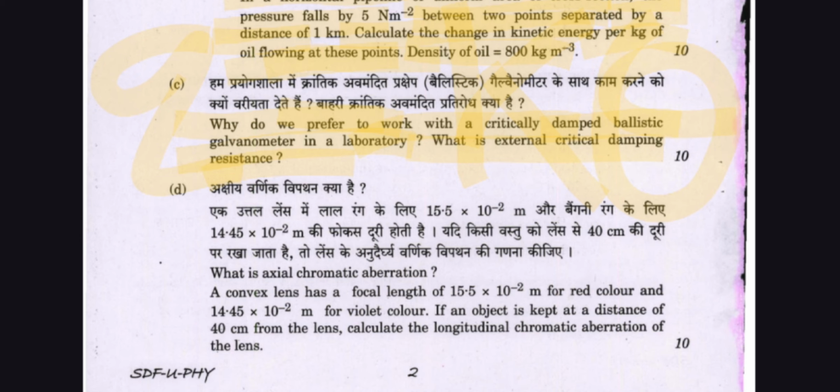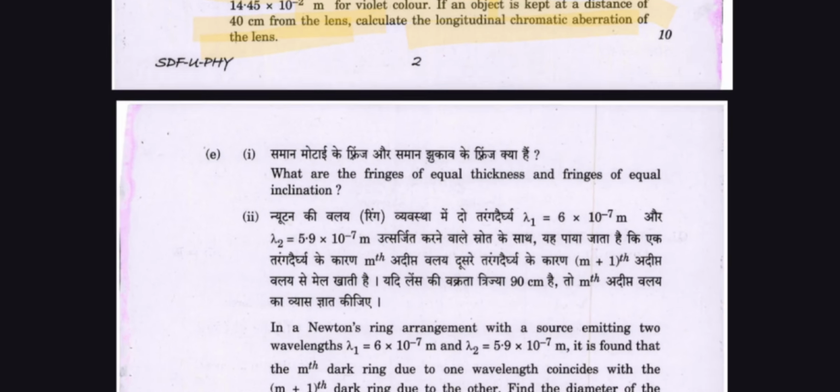So question number 1 D is here. What is axial chromatic aberration? A convex lens has a focal length of 15.5 into 10 to the power minus 2 meter for red color and 14.45 into 10 to the power minus 2 meter for violet color. If an object is kept at a distance of 14 cm from the lens, calculate the longitudinal chromatic aberration of the lens.